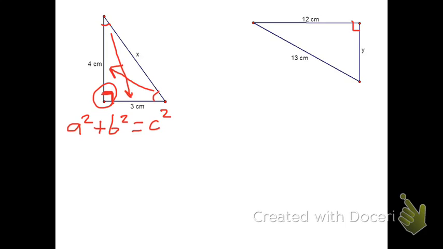So I'm going to plug 3 in for A and 4 in for B. And I could have done that the other way. It doesn't really matter as long as you're plugging in the legs for A and B. What does matter is that X must be C.